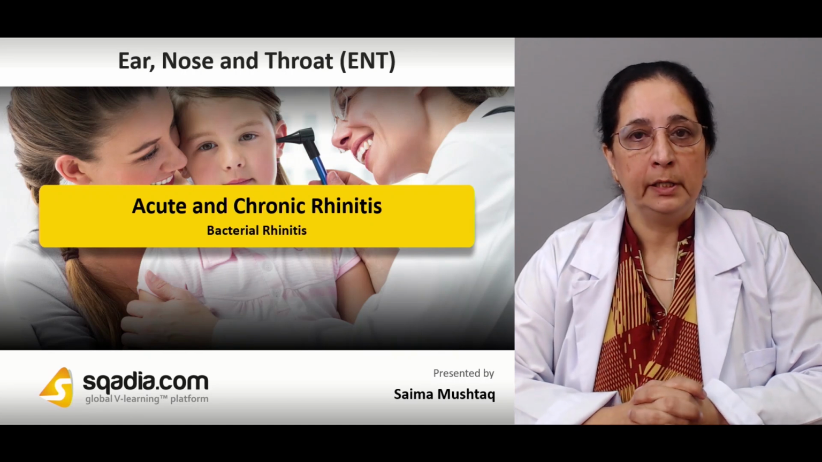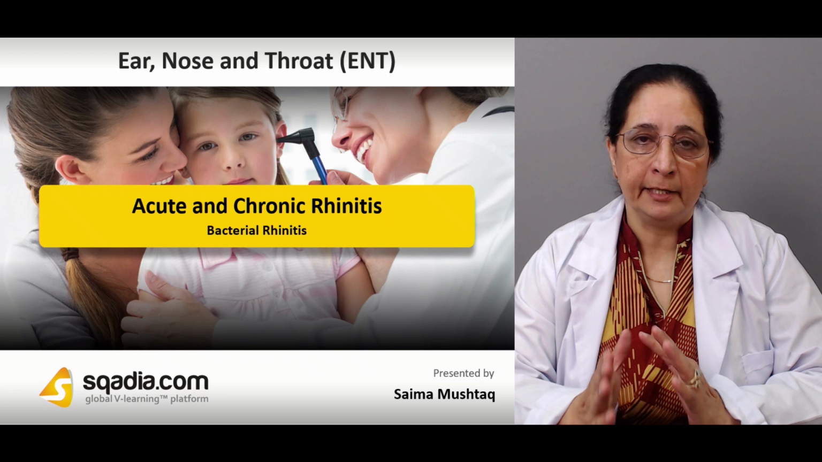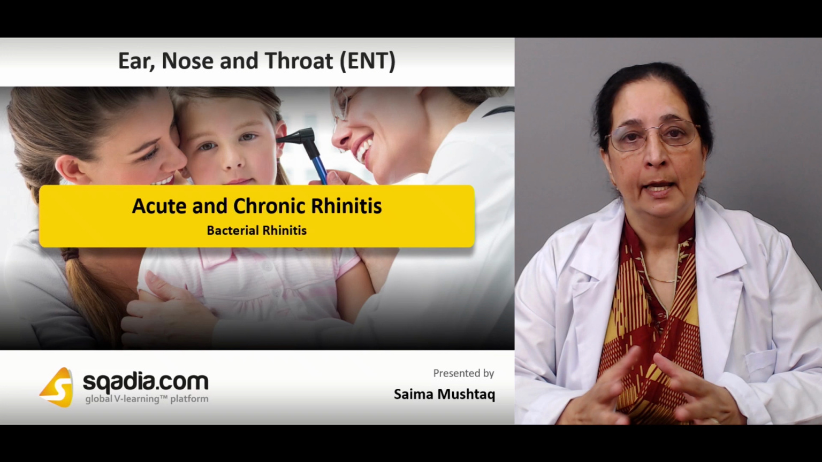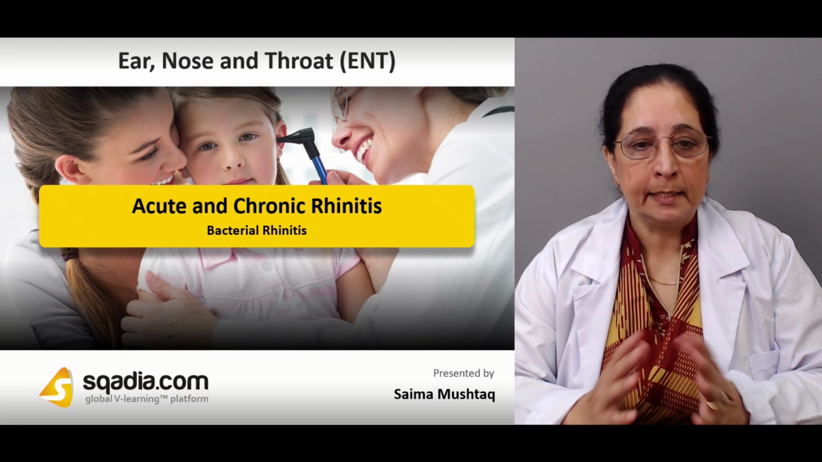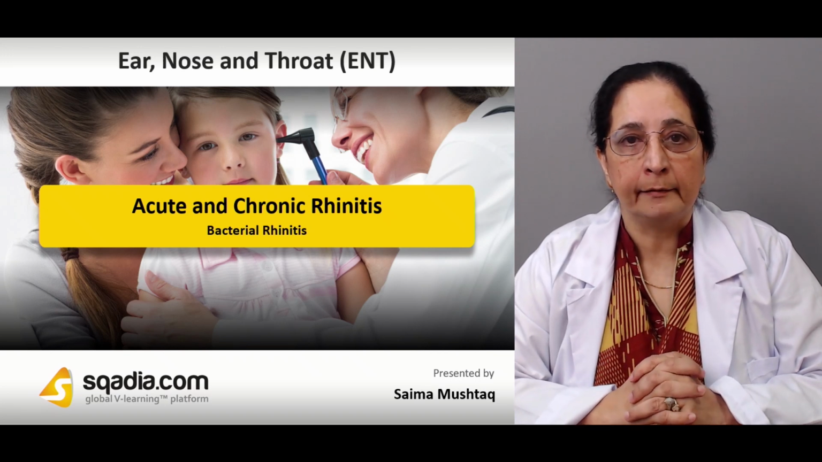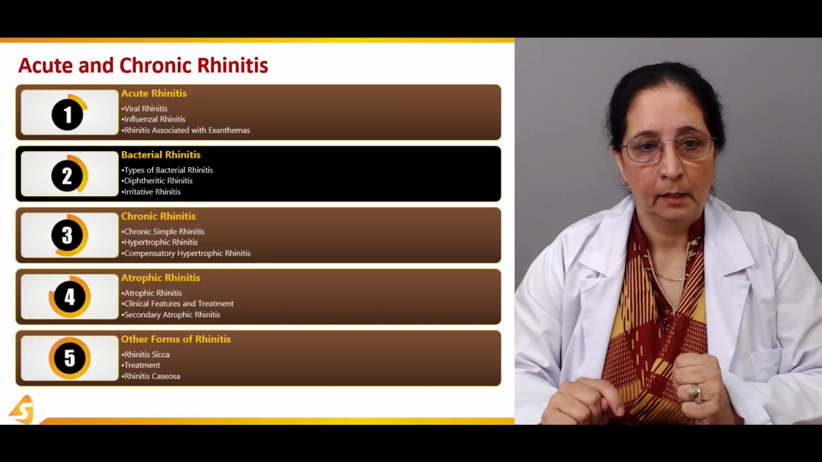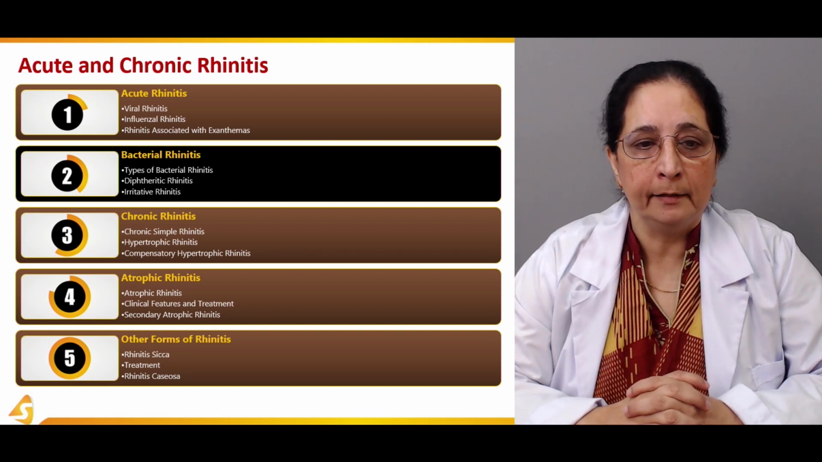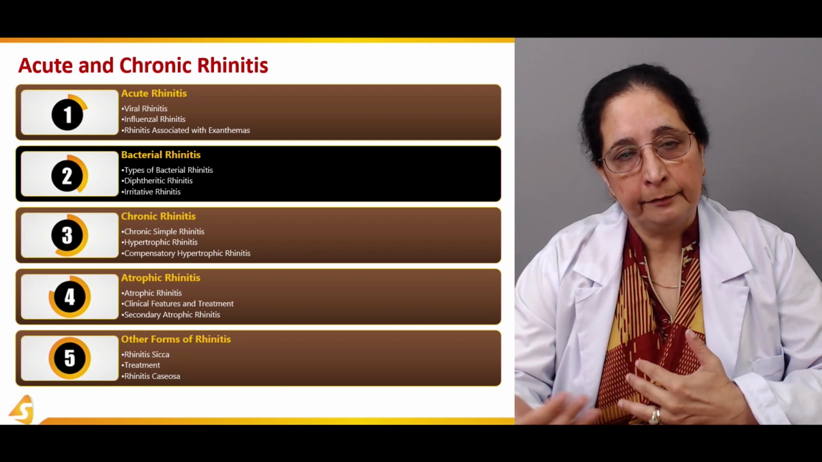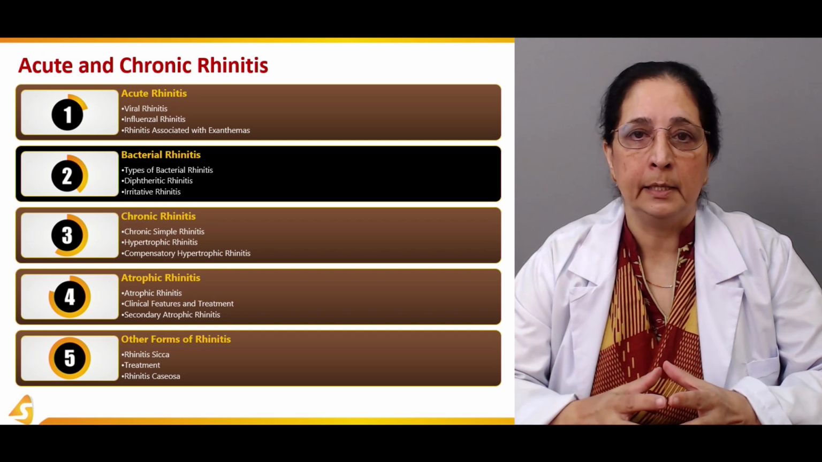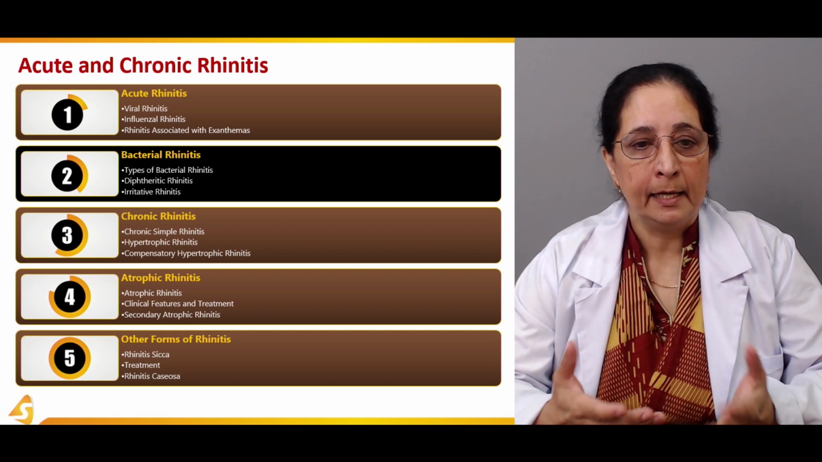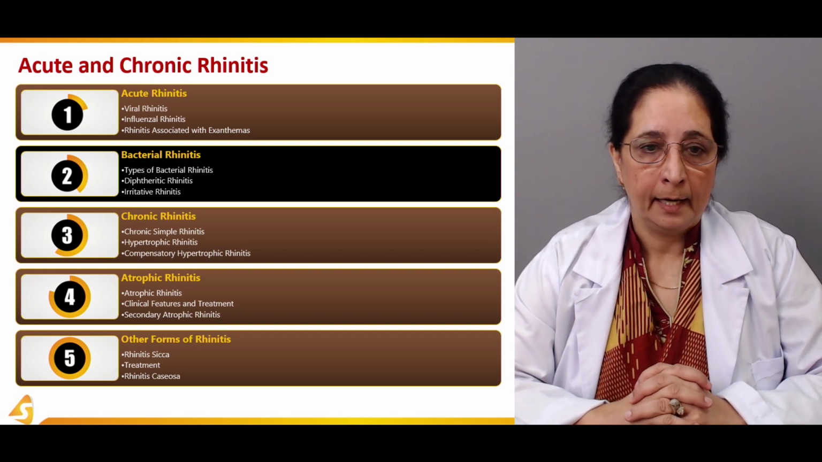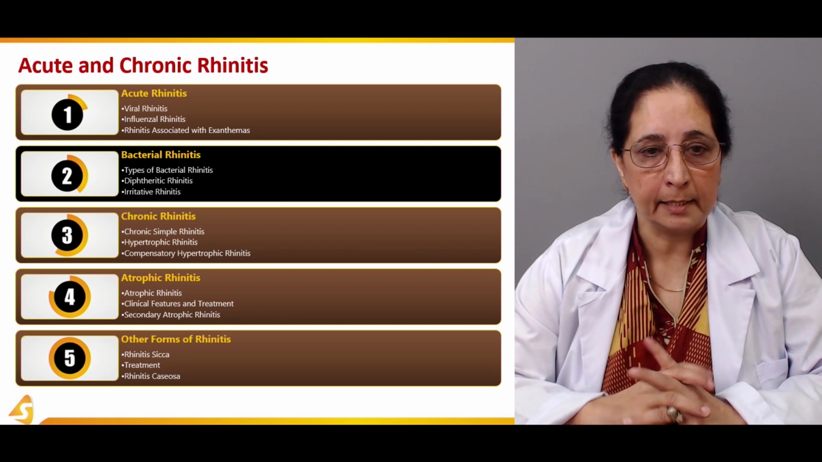After talking about acute rhinitis, in which we mentioned mainly viral rhinitis and influenzal rhinitis, let's talk about bacterial rhinitis. Now in this section we will talk about different types of bacterial rhinitis and the different causative agents for bacterial rhinitis. Then we will discuss diphtheritic rhinitis and also irritative rhinitis.